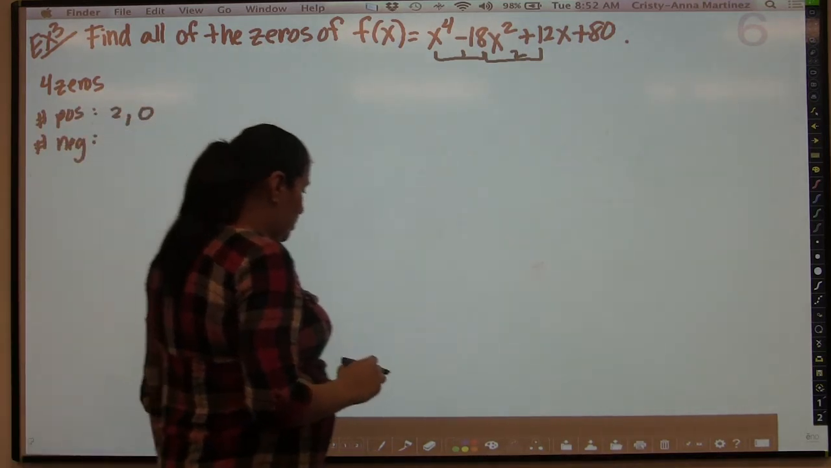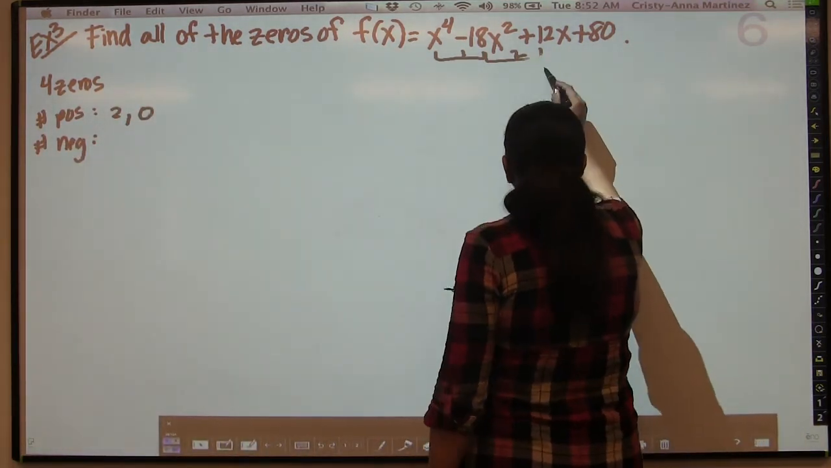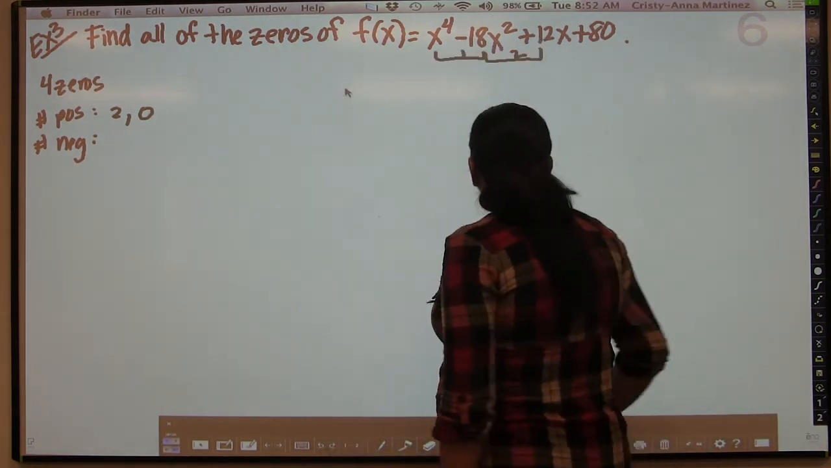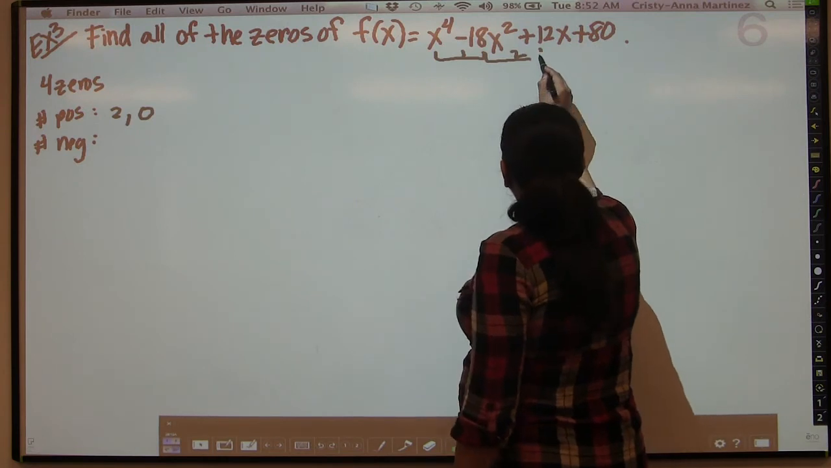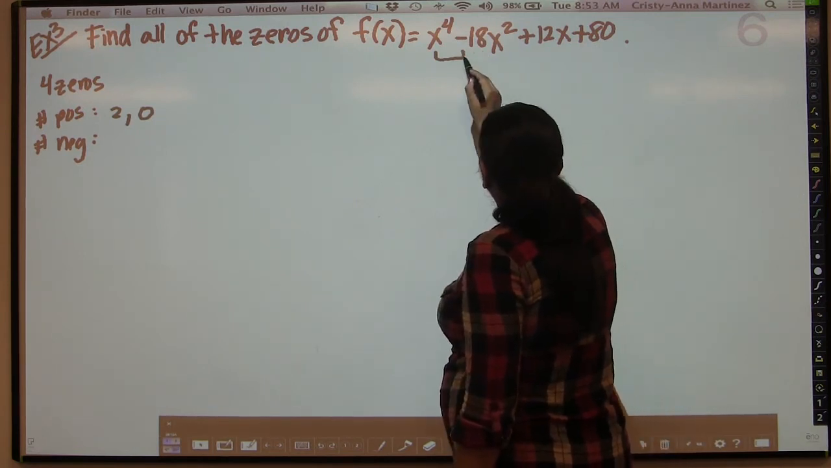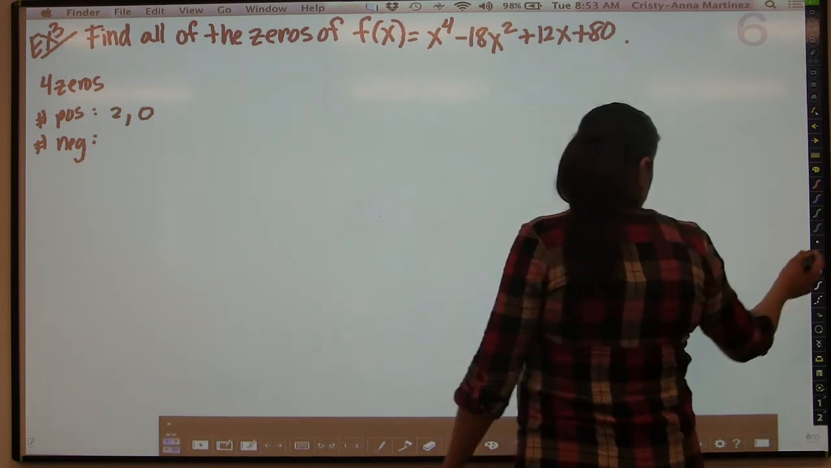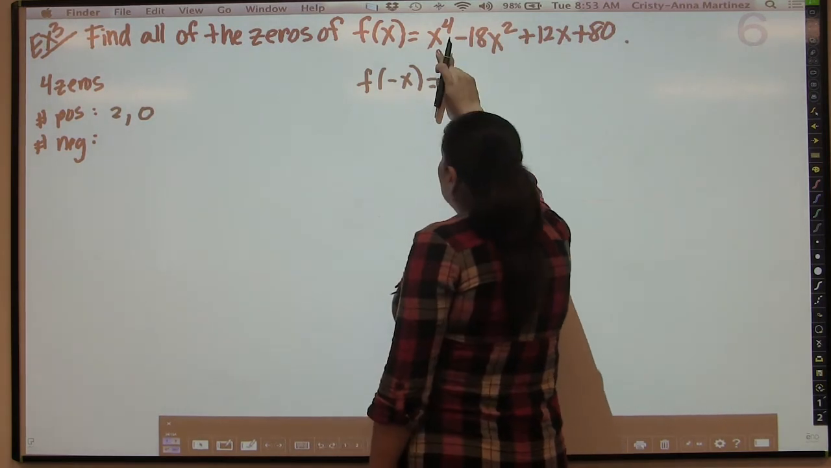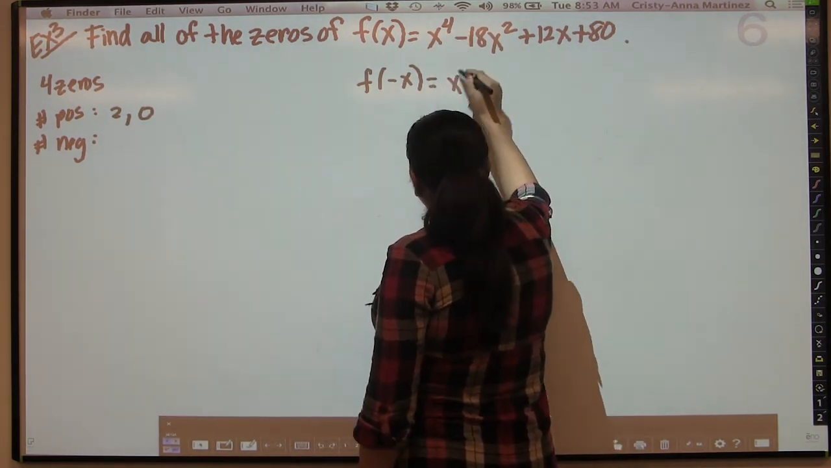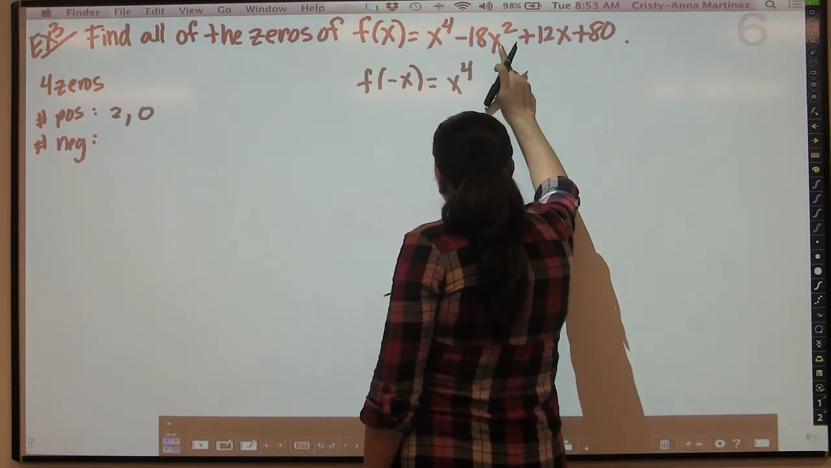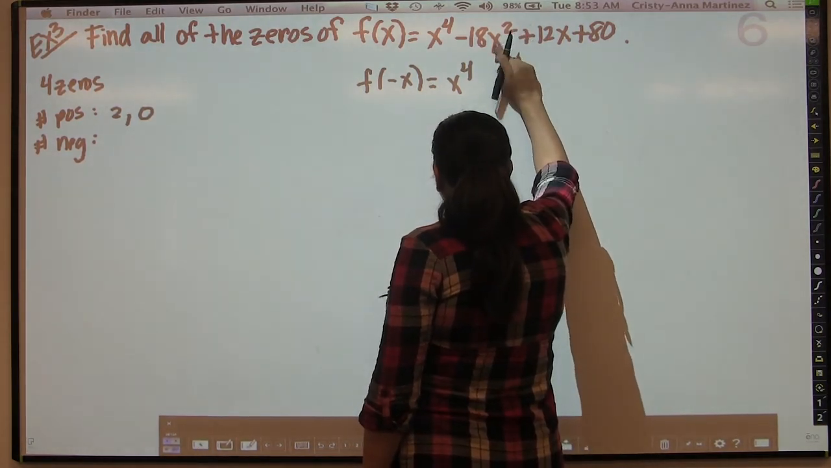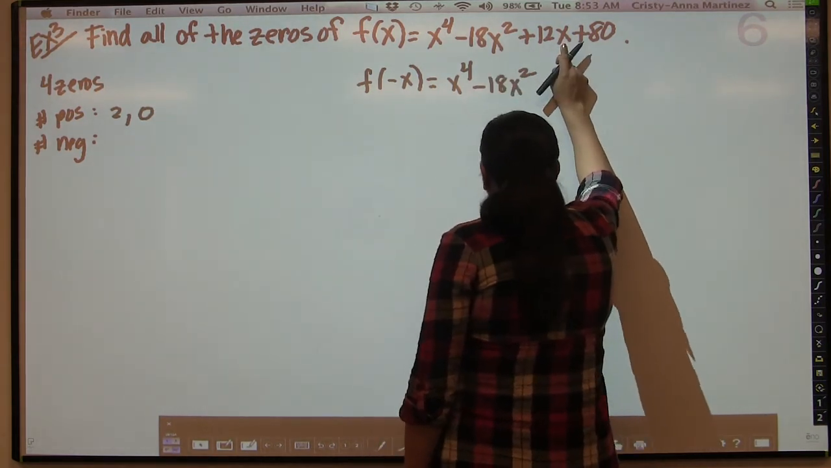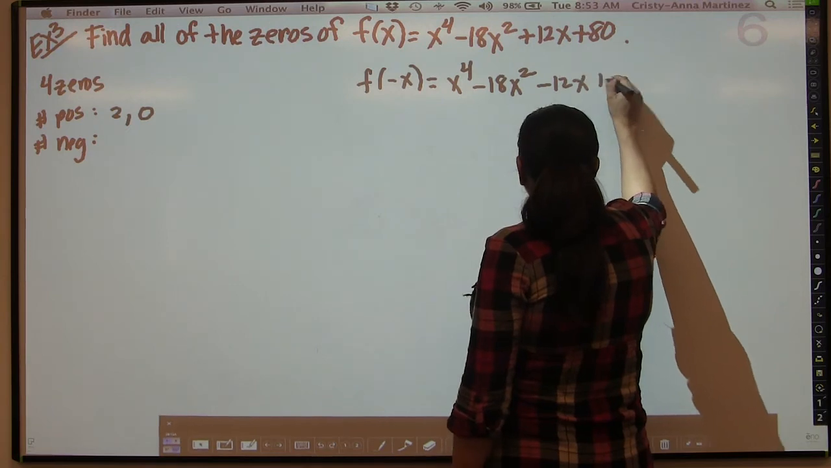For the negative zeros, we're going to do this real quick. I don't want to erase my problem, but okay. We need f of negative x. If I plug in a negative x to an even exponent, it's going to stay positive. Again, a negative x to an even exponent is going to stay positive x squared, but that's negative 18. 12 times negative x is going to be negative 12x, and then plus 80.